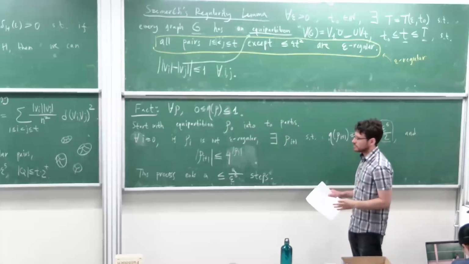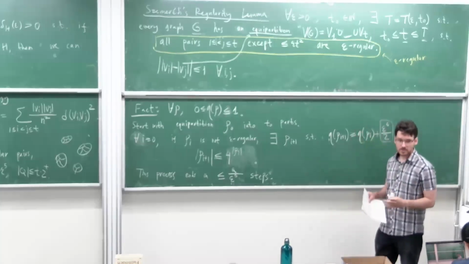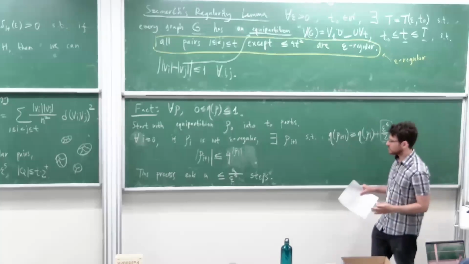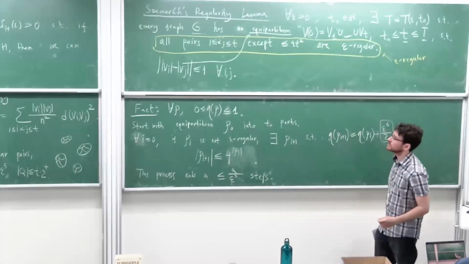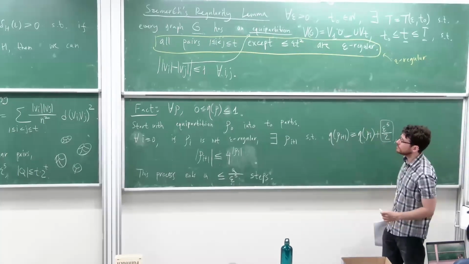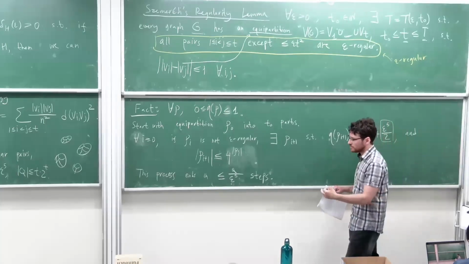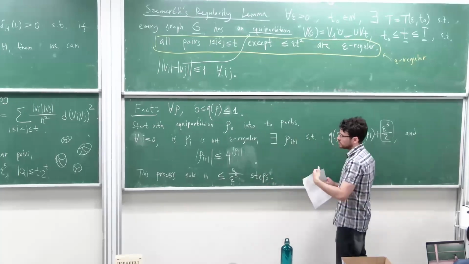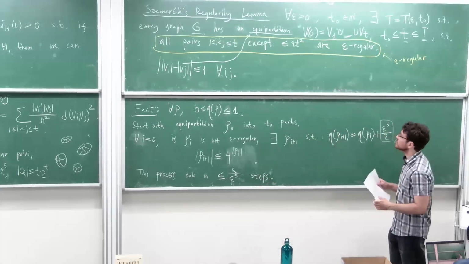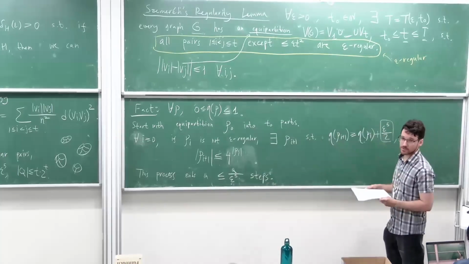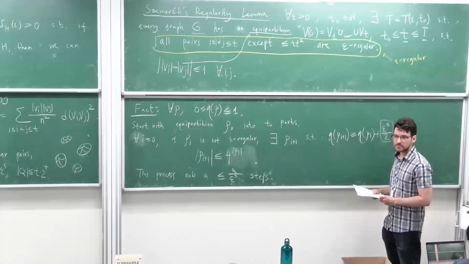So at some point, this process stops, and it gives us the epsilon regular equipartition, like in the statement of the regularity lemma. And the key point is that the number of steps depends only on epsilon, and so the final size of the partition only depends on epsilon. Questions?